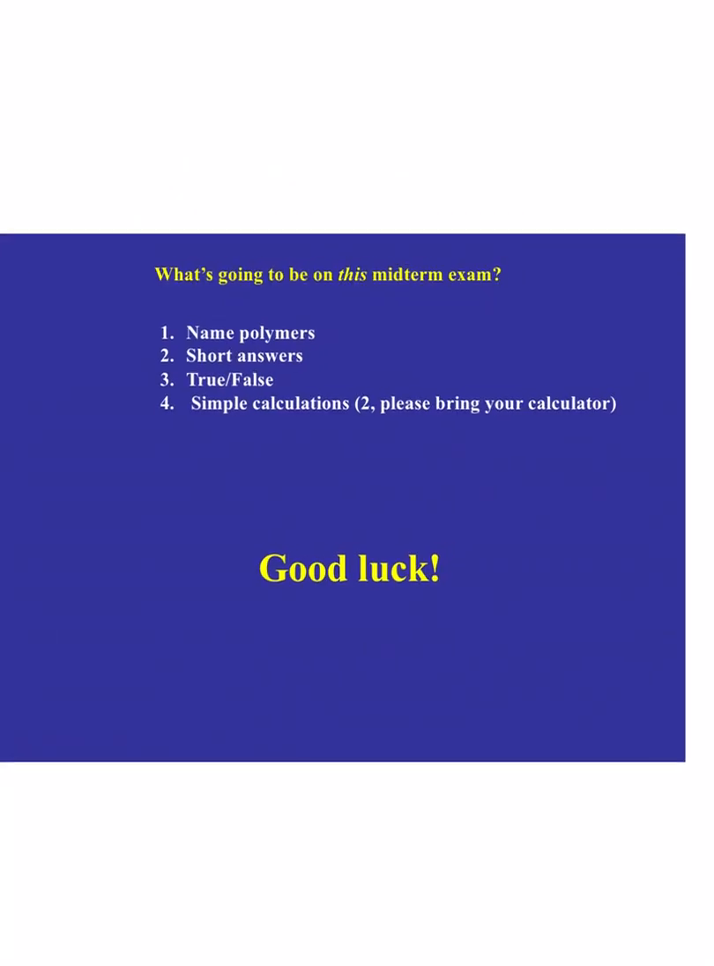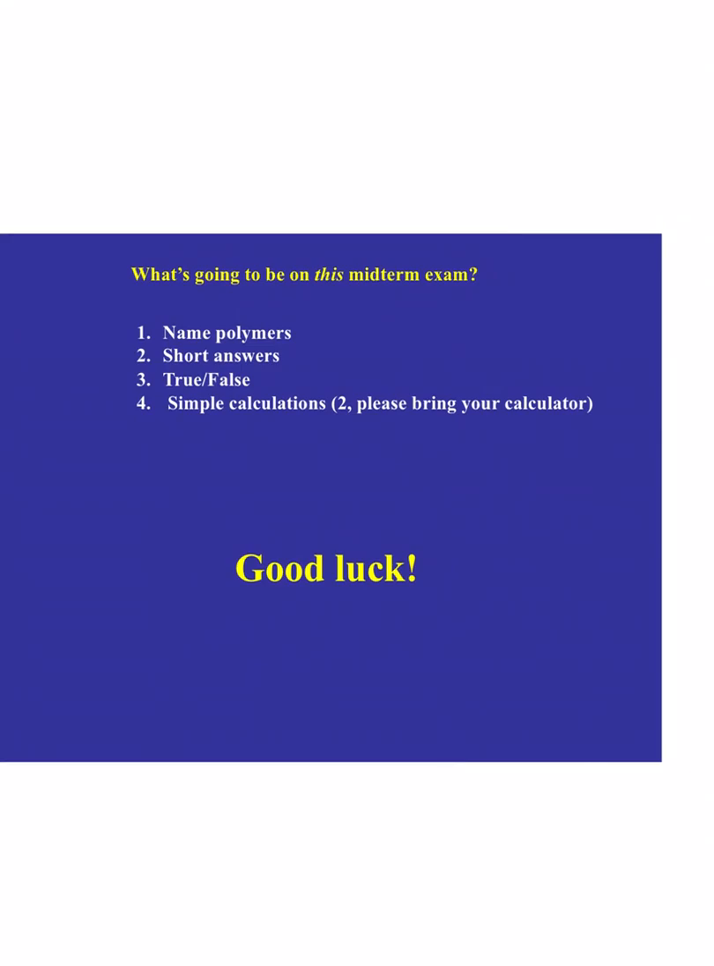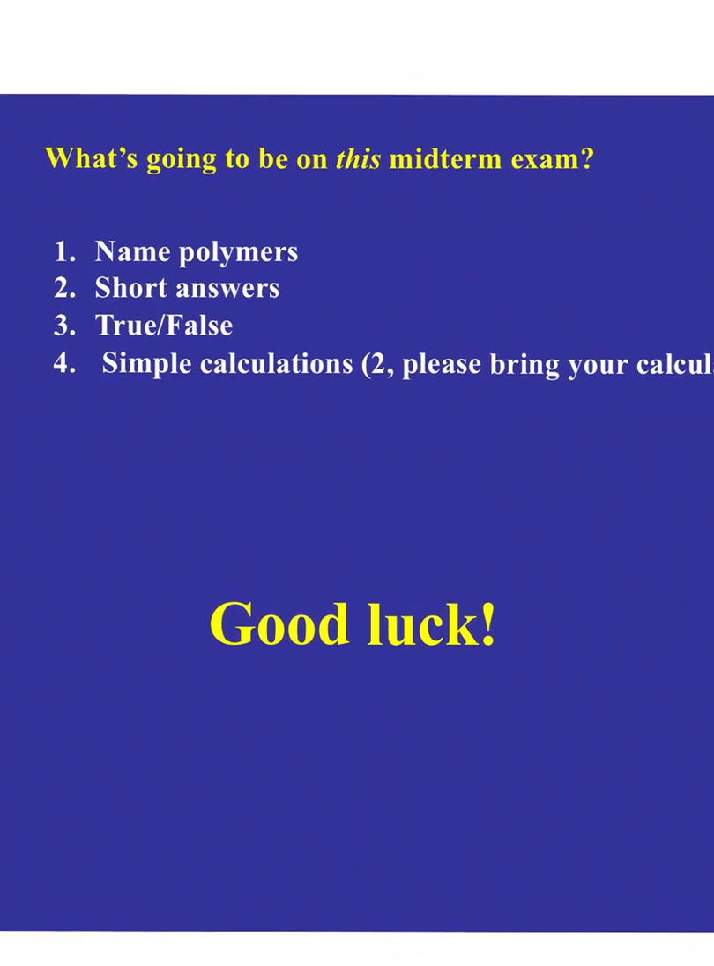All right, so what's going to be on this? Let's see. Name polymers, short answers, true, false. I don't know if it's going to be 2 pages. It's going to be at least 2. Probably more like 3. Depends. So keep that in mind. But you will need your calculator. You didn't for the first 2 exams, but you certainly will for this one. Any questions on that? Just an overview, to capture everything that you really need to know.